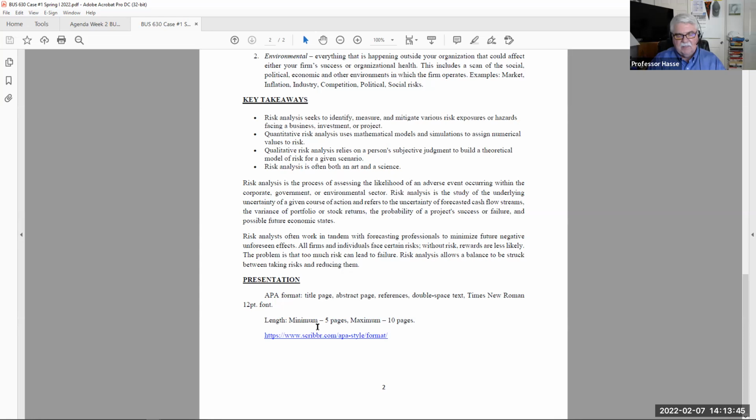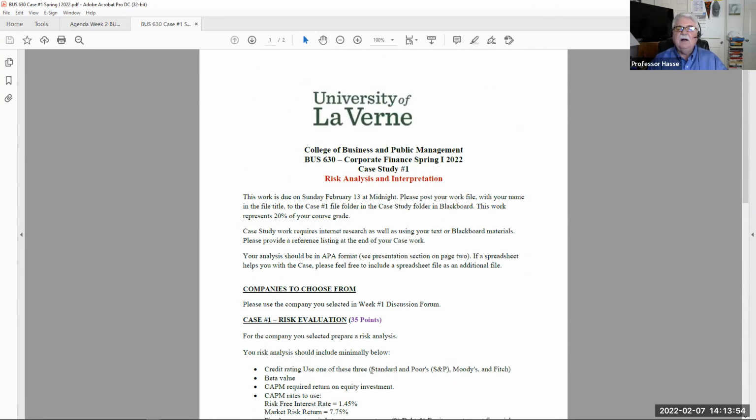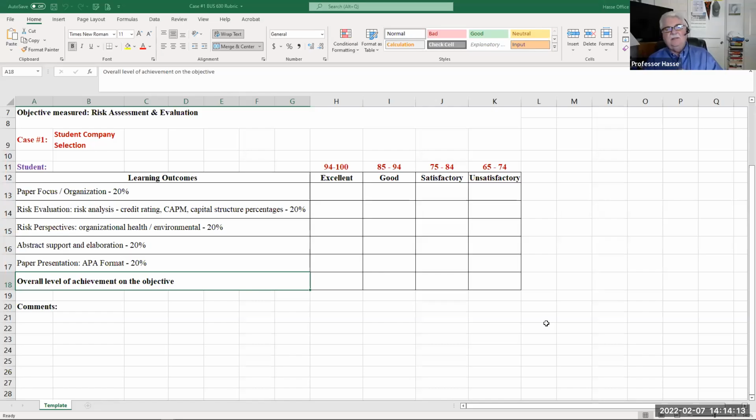So again, go by these guidelines. You can write up to 10 pages. And this is what I want you to do. Do a risk interpretation and analysis of the company that you have chosen. In addition to this, in the file folder is a rubric. Now, if any of you are familiar with rubrics, rubric is how I will grade and assess the case. And this is how I'll grade the analysis in the paper that you're doing.